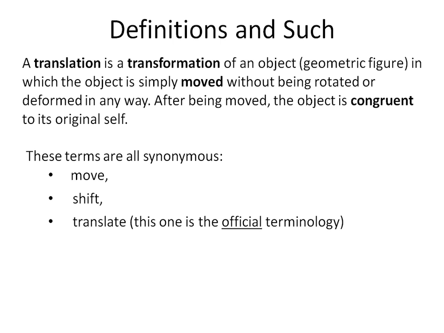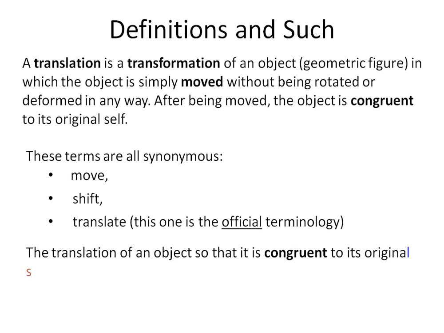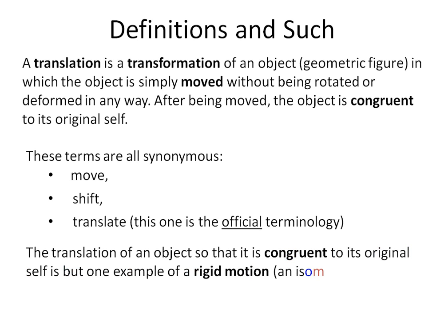All right, so the translation of an object so that it is congruent to its original self is but one example of a rigid motion, which is an isometry. The next two things after this, the rotation and the reflection, as well as the translation, are all isometries or rigid motions. That just means nothing changes other than the position.